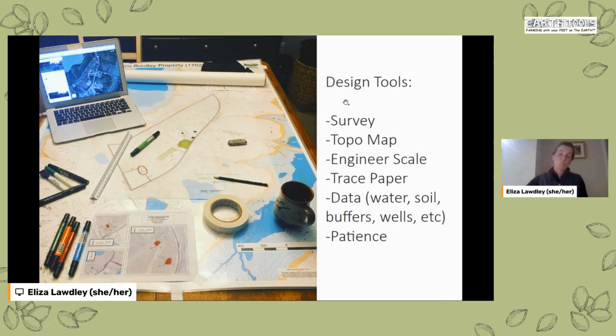Trace paper is designed to roll out on top of a map, but be transparent so that you can sketch out different scenarios for your farm in different iterations. And then any data that you can gather on water, soil types, existing stream buffers and wells are great things to add into Keyline design planning. And then lots and lots of patience.